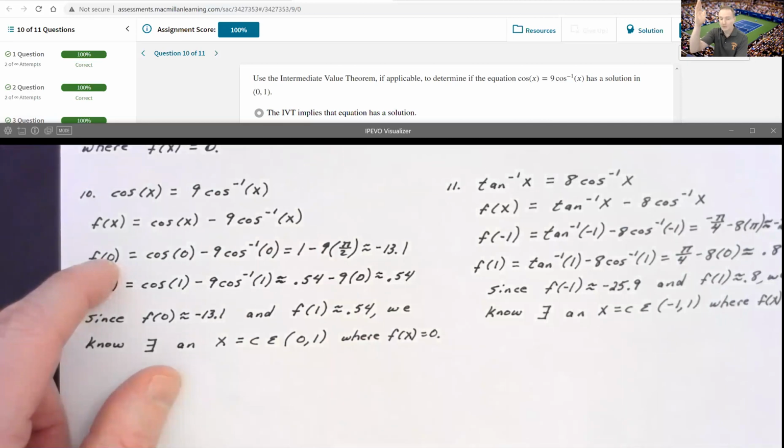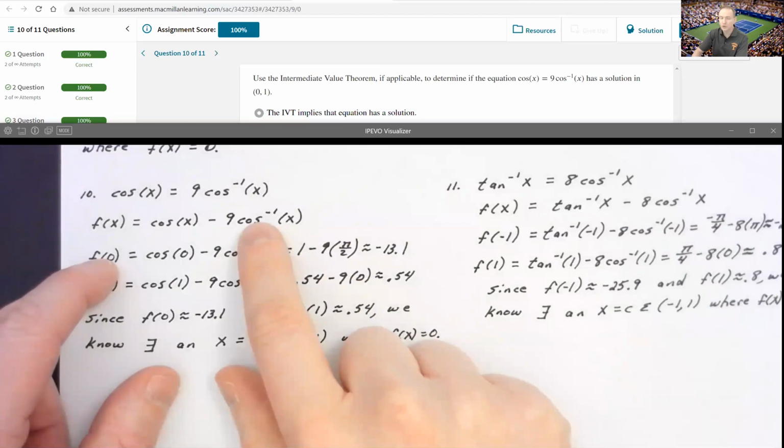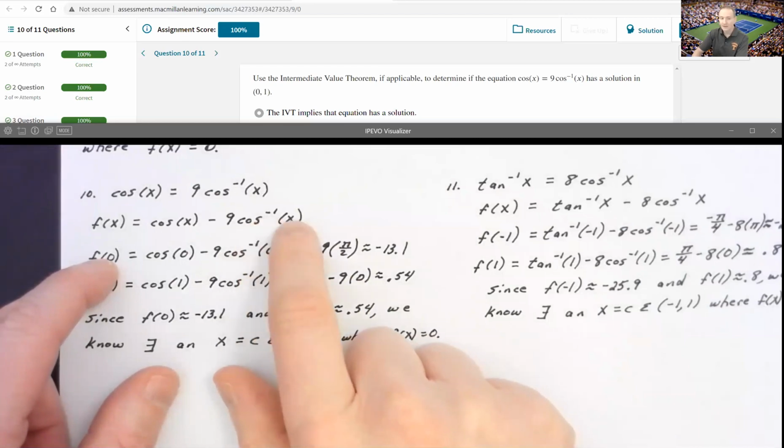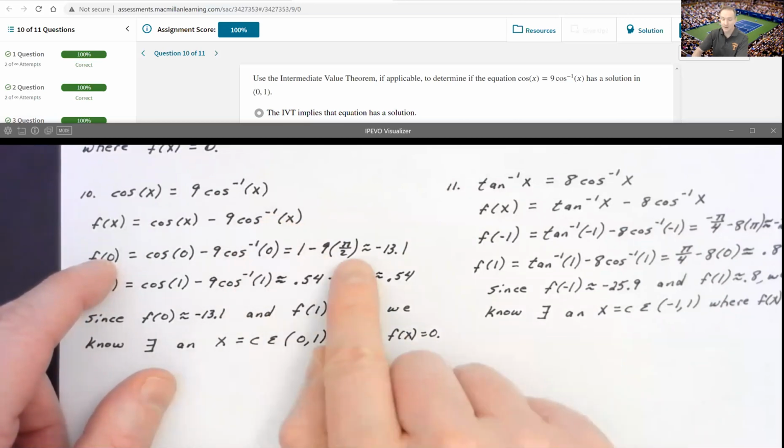At pi over 2, the cosine is 0. Anytime you see an inverse trig function, you have to remember the answer is an angle. In this case, the answer is the angle at which the cosine would be 0. Well, the cosine of pi over 2 is 0, thus the inverse cosine of 0 is pi over 2.